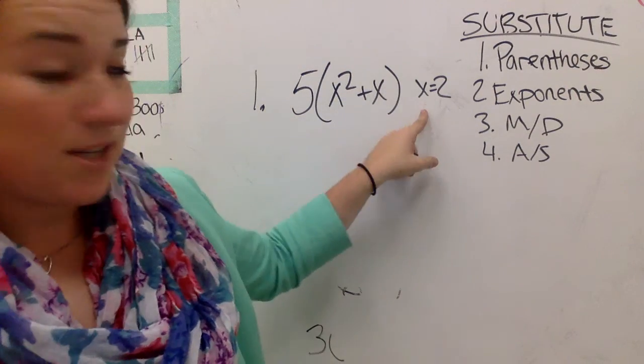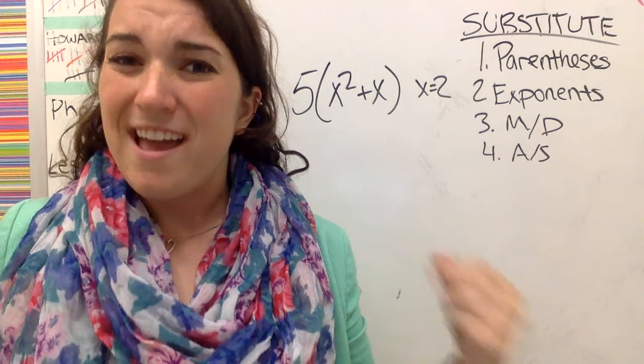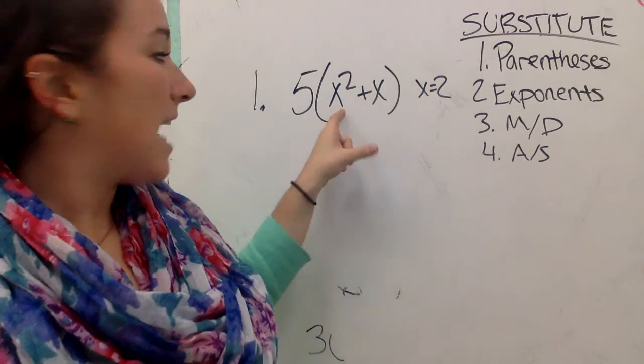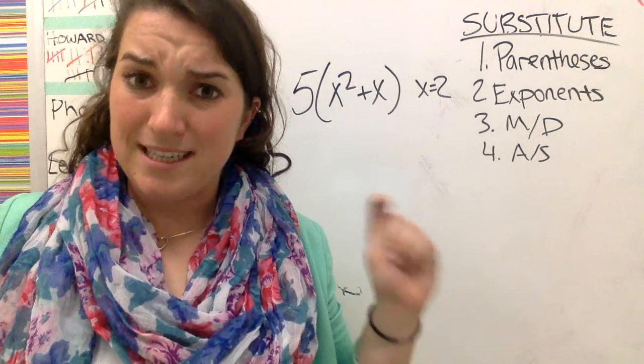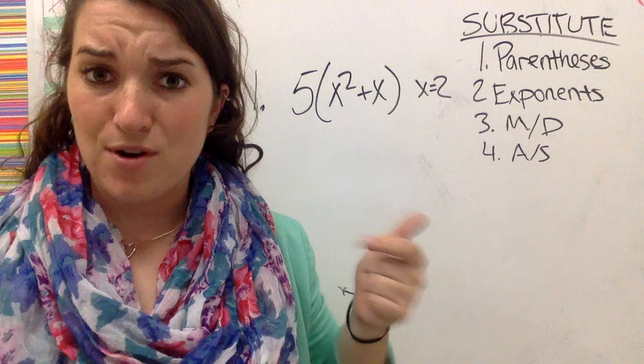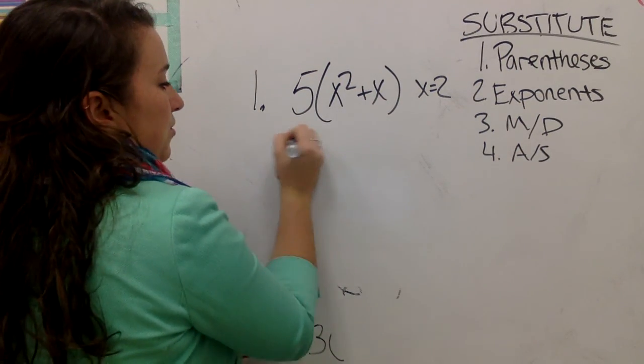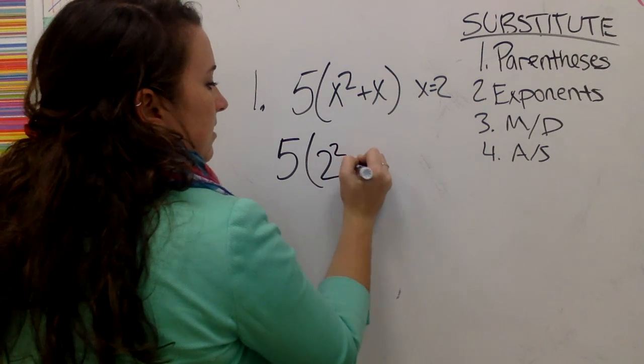So x equals 2. Usually when we substitute, we need to put parentheses around the variable. In this case, I'm not going to because I know it won't make a difference, since it's just going to be squared and plus. It really makes a difference when you have multiplication. So rewrite it with 2 in place of x.